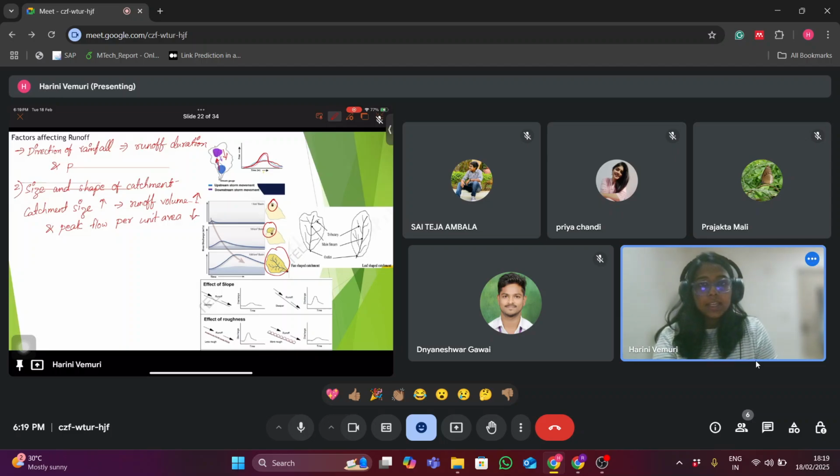peak flow per unit area will decrease. Okay, and also here you can see that the shape of the catchment also influences. If it is a fan shaped catchment, then there will be an increase in runoff compared to the leaf shaped catchment, because here almost all these sub tributaries are of the same length, so they reach the outlet point in lesser time compared to the leaf shaped. So we can see that the runoff volume is more and the peak is also achieved quicker.